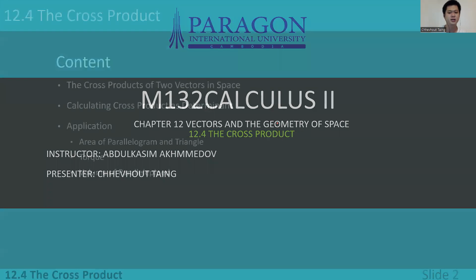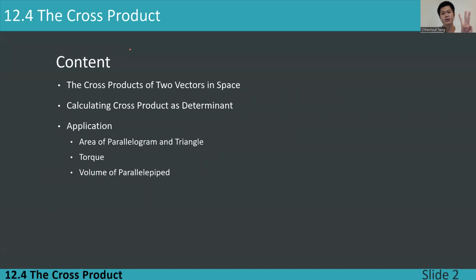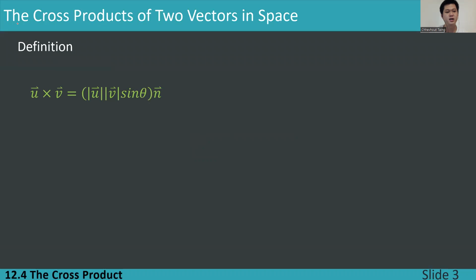For the content of this presentation, I'm going to talk about three things. The first one is the cross product of two vectors in space. The second one is how to calculate the cross product. The third one is the three applications of cross product. So now let's get started with the first one, the cross product of two vectors in space.